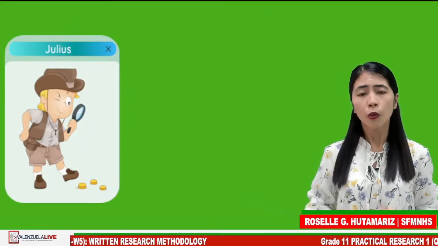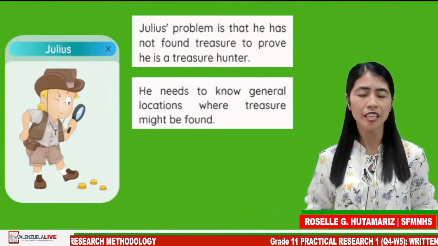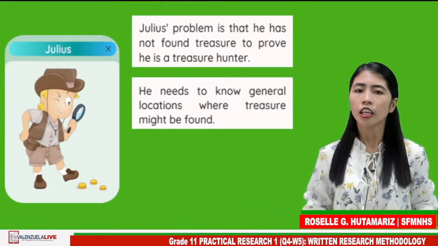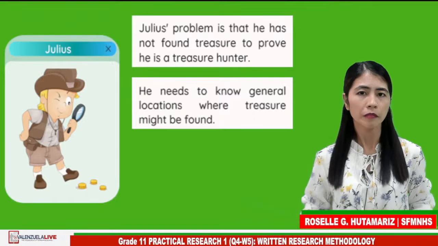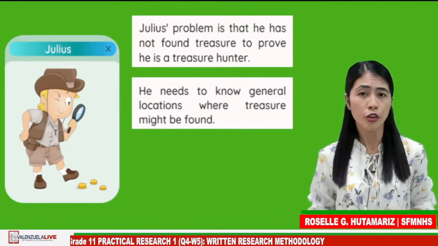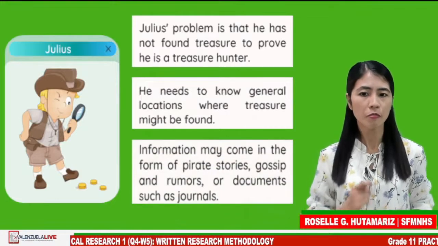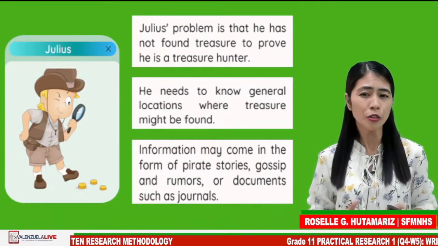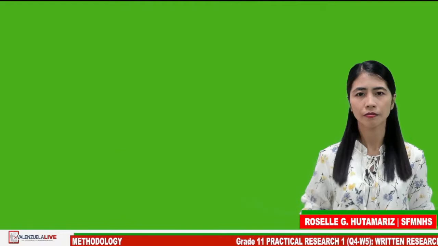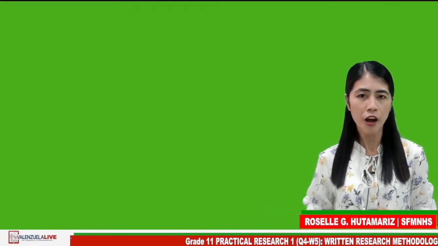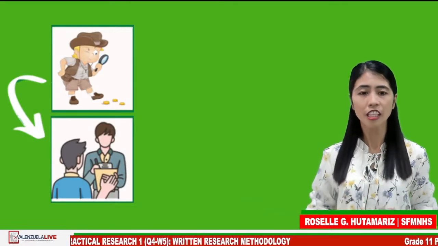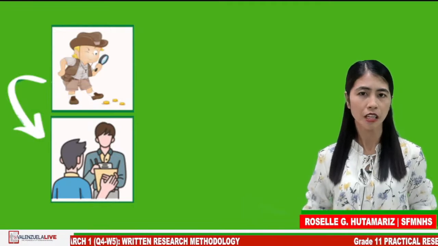In the given scenario, we can say that Julius' problem is that he has not found treasure to prove he is really a treasure hunter. In order to establish his problem, he needs to know general locations where treasure might be found. This information may come in the form of pirate stories, gazette, and rumors, or documents such as journals. Once he has found places where possible treasure might be, he can choose to interview locals who could give even more specific details as to where the treasure might be.